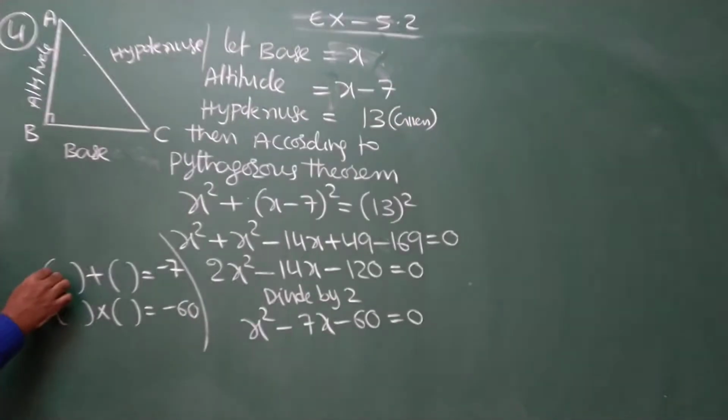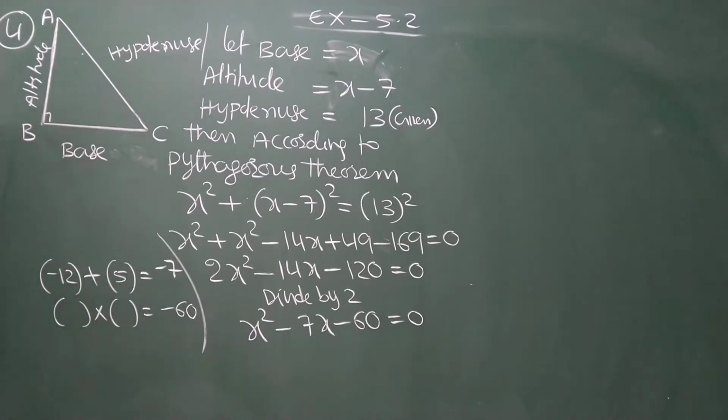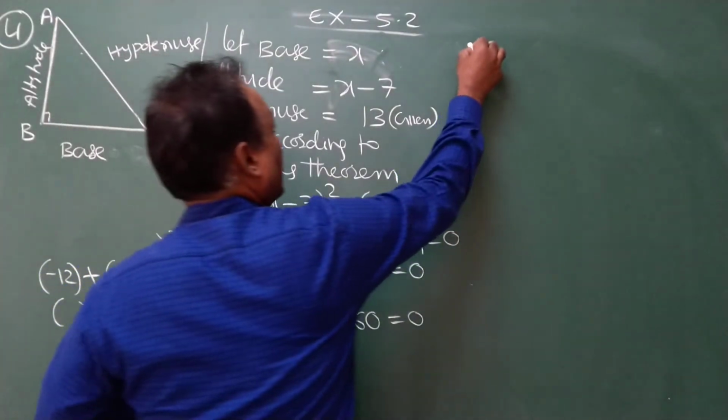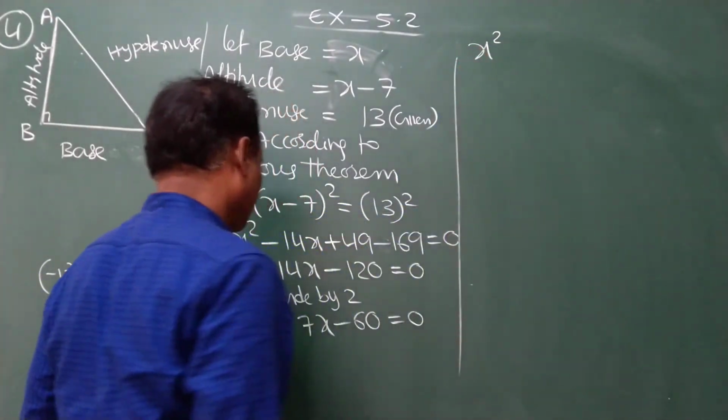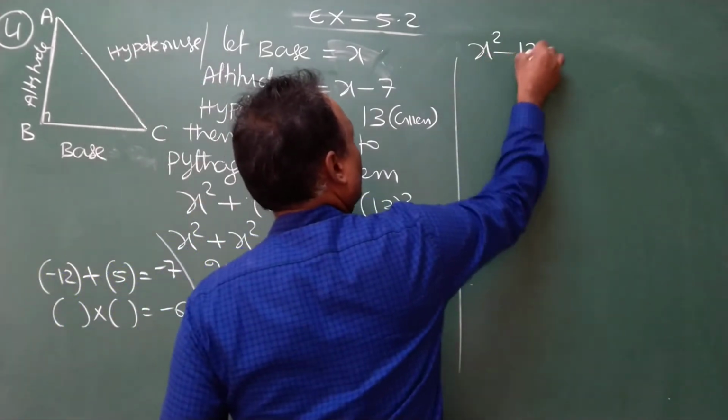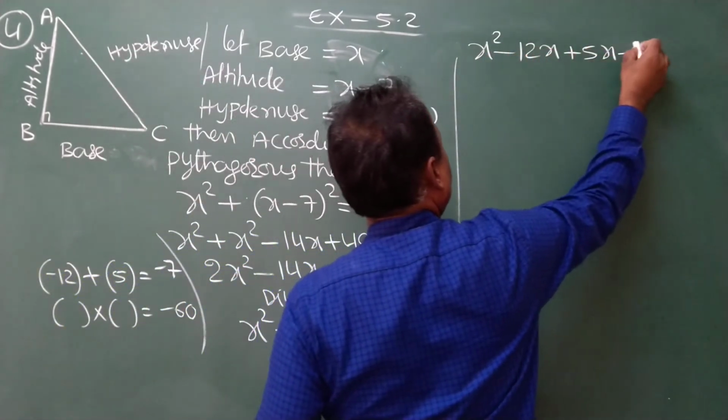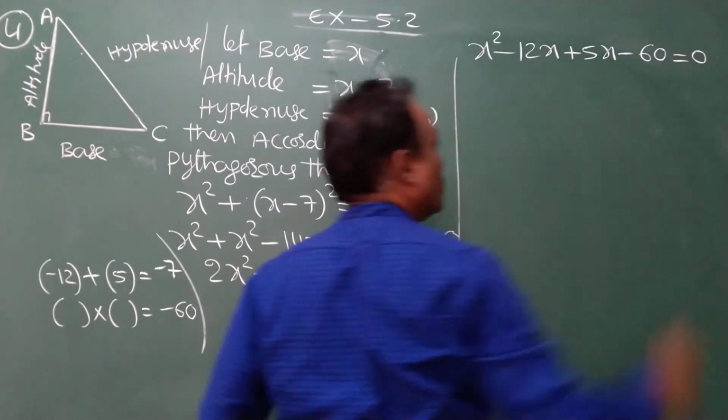That is 12 and 5. Minus 12 plus 5 is minus 7, and 12 into 5 is 60. See here: x square minus 12x plus 5x minus 60 is equal to 0.